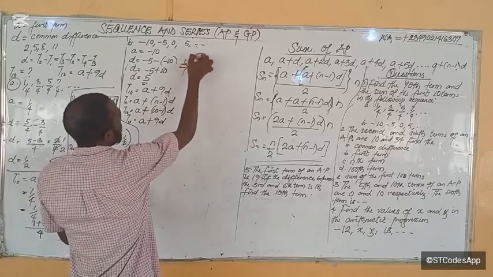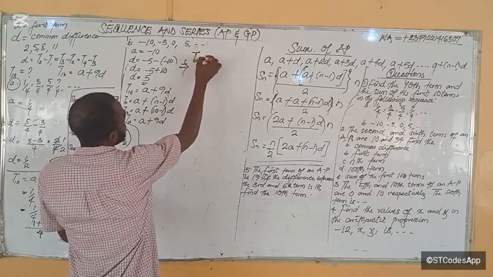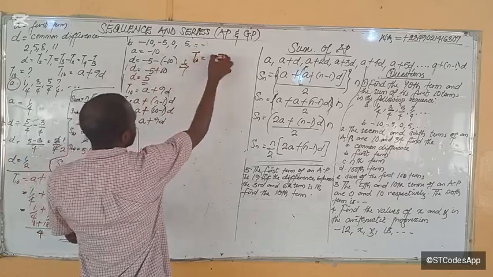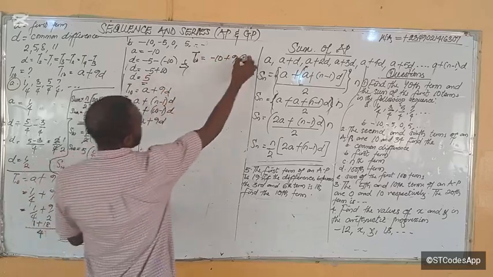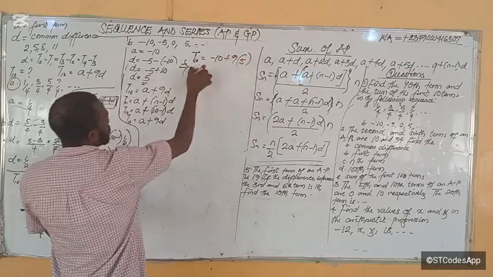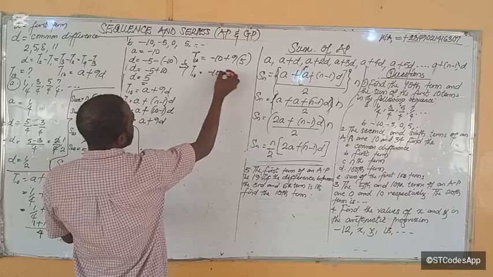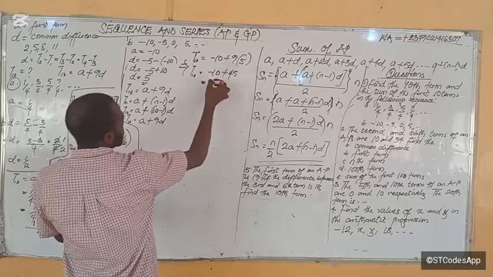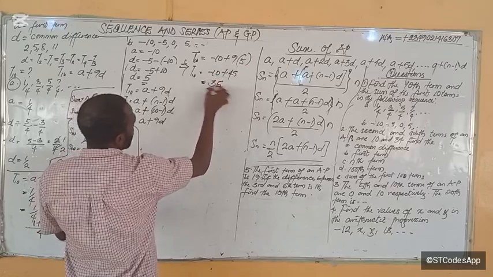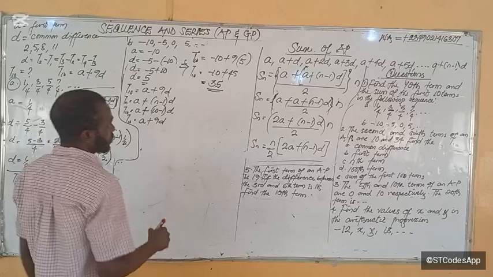Alright, so we'll bring this here. T10 is equal to A. What is our A? Minus 10 plus 9 into bracket, what is D? 5. So T10 therefore becomes minus 10 plus 9 times 5, 45. So that is equal to 45 minus 10, which is what? 35. And that is the answer for T10.